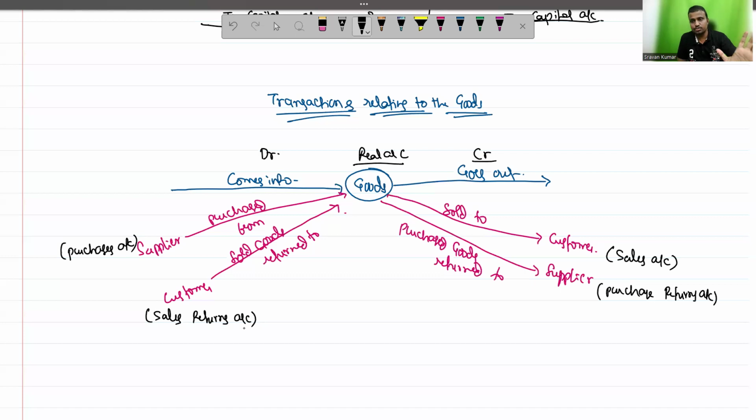And remember, these accounts, purchases, sales, purchase returns and sales returns, are used only if the transactions happened in relation to the goods. If the goods are purchased for resale purpose, we use purchases account. If the purchased goods are sold to the customer, we use sales account. If the purchased goods are returned to the supplier, we use purchase returns account. And if the goods sold are returned by the customer, we use sales returns account.